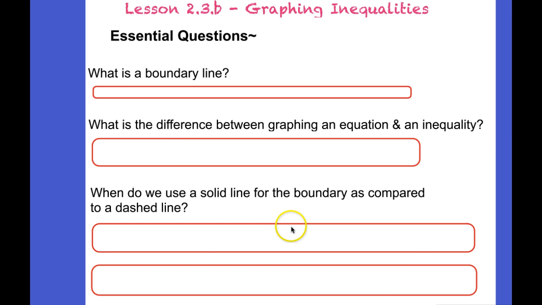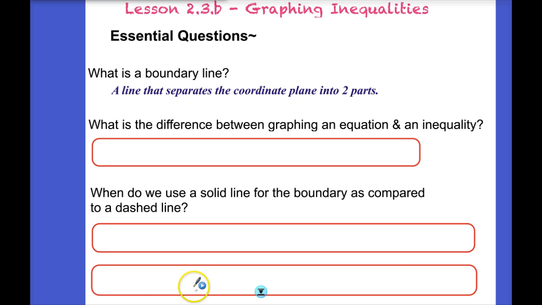Let's go over some key questions first, some essential questions, some terms you need to know. First thing is, what is a boundary line? Because we will need to graph a boundary line in order to graph an inequality. Well, a boundary line is a line that separates the coordinate plane into two parts. So it looks very similar to the line that you would graph when you would graph a linear equation. But it's called a boundary line when we're dealing with inequalities.